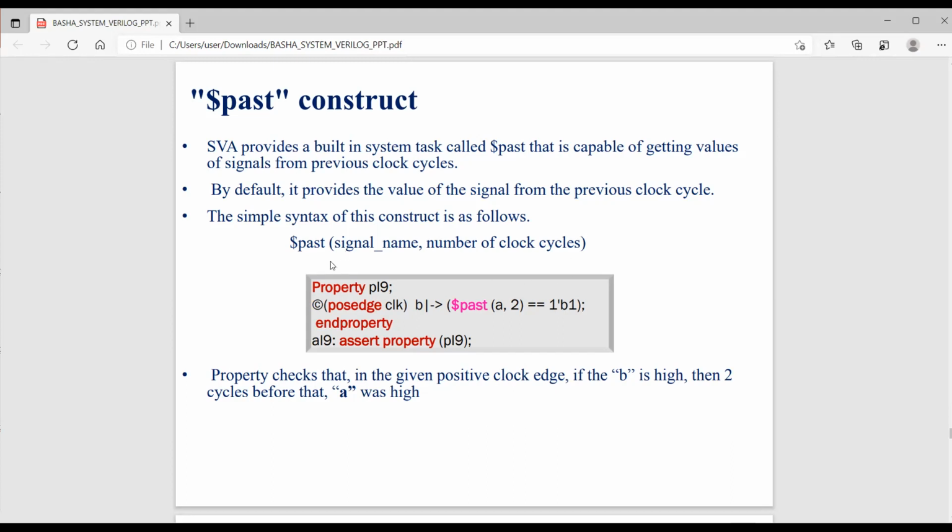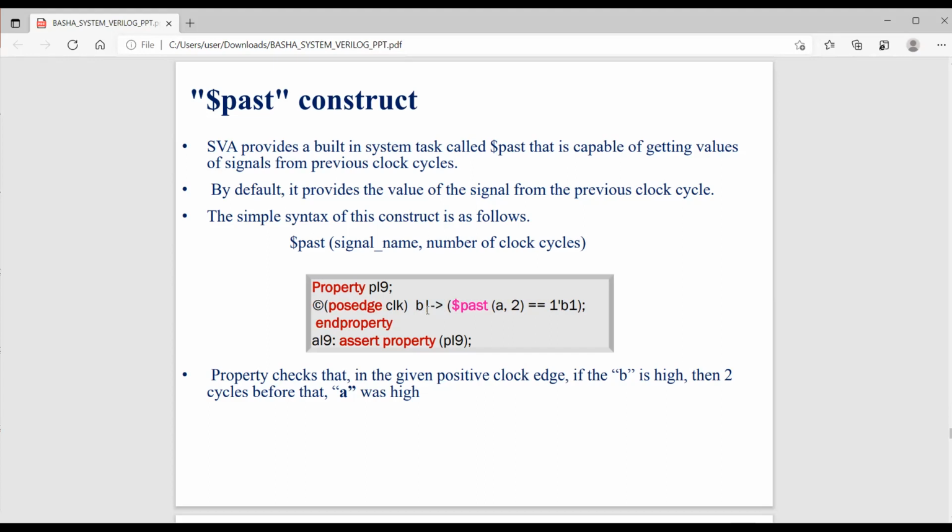So if you are mentioning $past of the signal name and the number of clock cycles, for a particular signal before that many clock cycles, if you want to assign any value you can, or if you want to check it you can check it. So if you mention it like this, what does it mean when your B is high? When your B is 1, this is called the implication operator. I'll explain it in the coming slides.